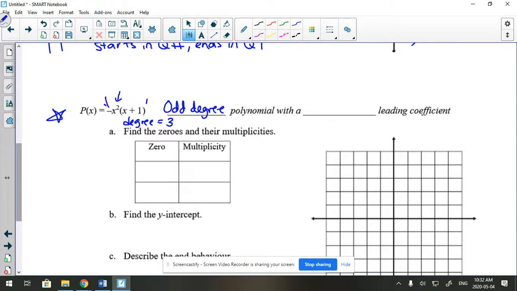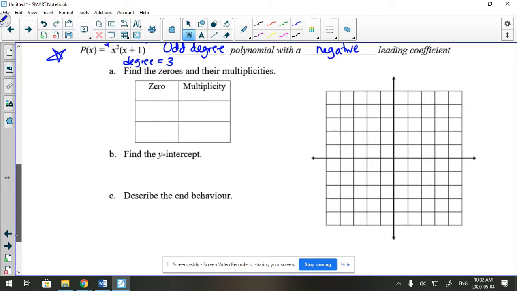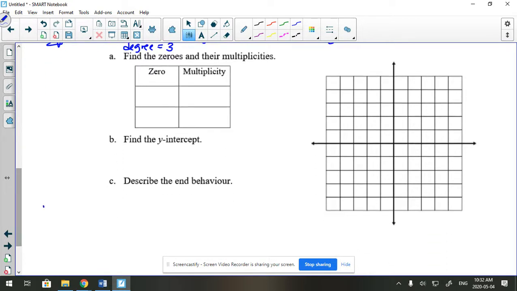And my leading coefficient here is negative. So that's the information I need to find my end behavior. So if it's odd degree with a negative leading coefficient, that means it starts pointing up, ends pointing down. In other words, it starts in quadrant 2 and ends in quadrant 4.